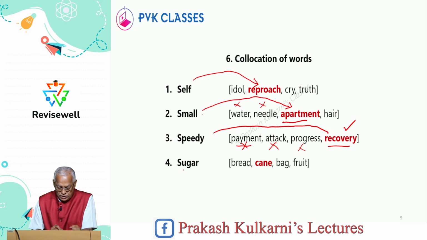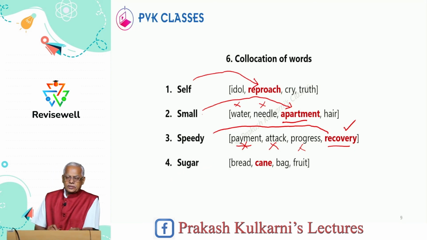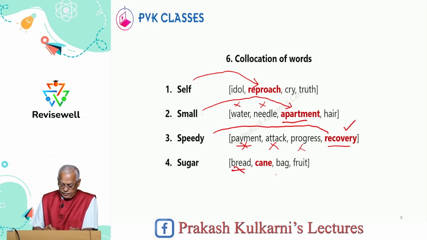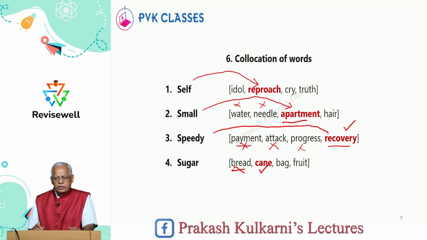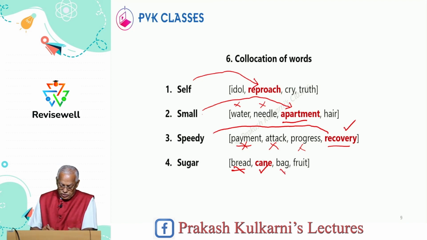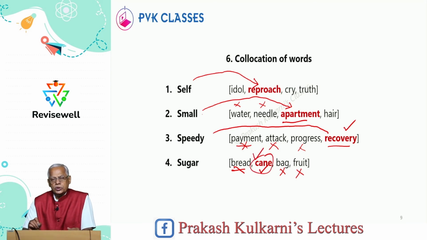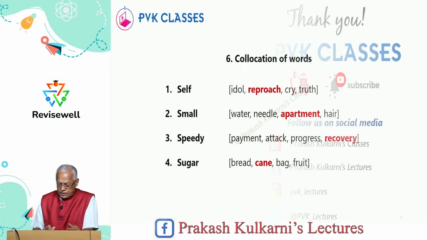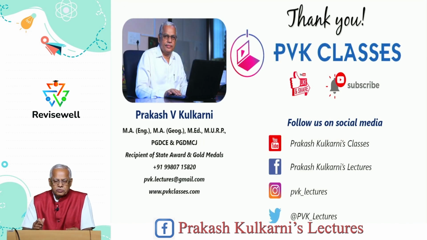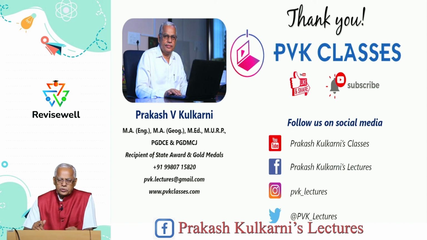And the last, fourth one under this slide is sugar. It is not sugar bread, not sugar bag, sugar fruit. Sugar cane is there. We grow sugar cane to make sugar. So the correct answer is sugar cane. So this way we have to be familiar with many words in English. Now this is just one of the exercises to make you thorough in understanding of collocation of words.